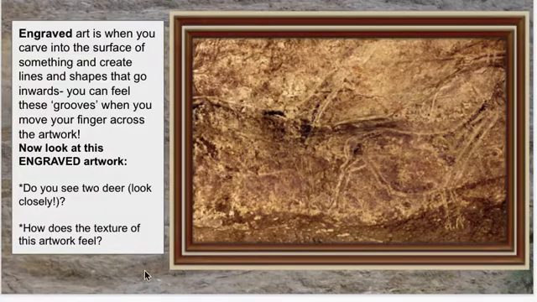Let's talk about engravings. Engraved art is when you carve into the surface of something and create lines and shapes that go inwards. You can feel these grooves when you move your finger across the artwork. Now look at this engraved artwork. Do you see two deer? Look very closely. Here's one, and here's the other. How do you think the texture of this wall would feel? You could actually even tell what the picture was of just by using your finger and not your eyes.